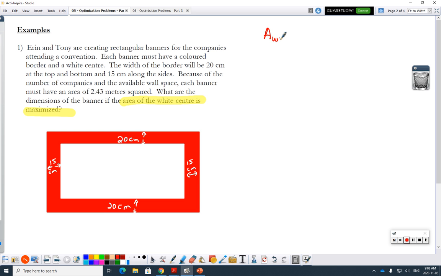Here's my plan. I'm going to find an equation for the area of the white center. Then I'm going to take its derivative. You don't need to copy all this down. This is just my skeleton because it might not fit. I might have to erase it by the time it's all done. I don't know how much space I'm going to need here. At some point, I'm going to take the derivative of the area of the white center, and then I'm going to set that to 0.